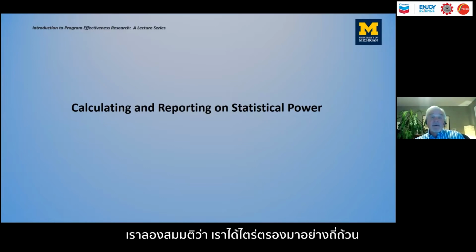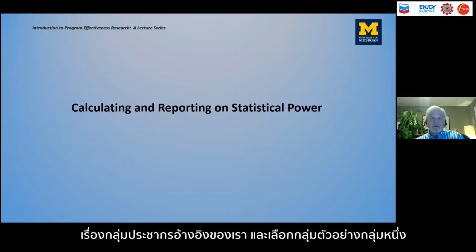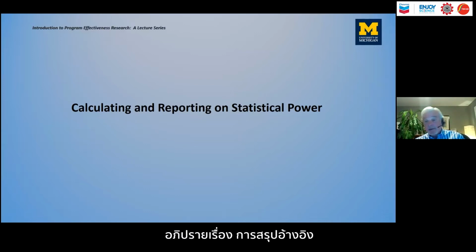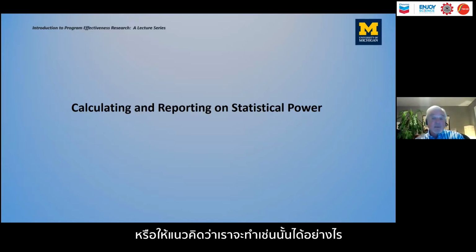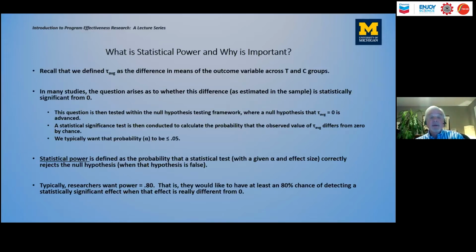Now, let's suppose that we have thought carefully about our inference population, drawn a sample, discussed the generalizability of it, or have given some thought to how we would do that. The next step is to calculate and report on the statistical power of your study design. So I want to talk about that for a moment.